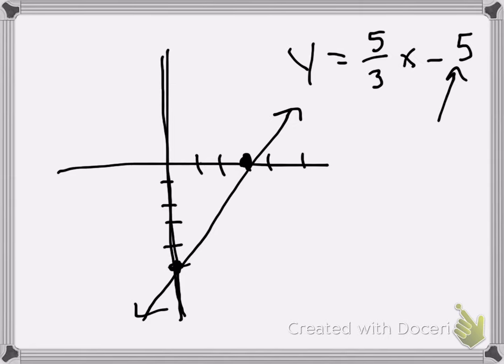So once you've got your slope-intercept form, it's pretty much exactly what you need to graph it. You're going to start at your y-intercept, start at -5, and then use that slope 5/3 to rise and run to move to the next point in your graph.